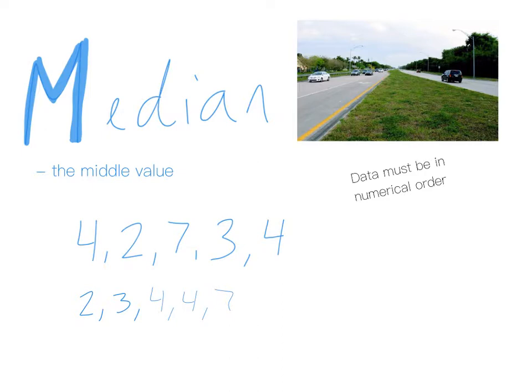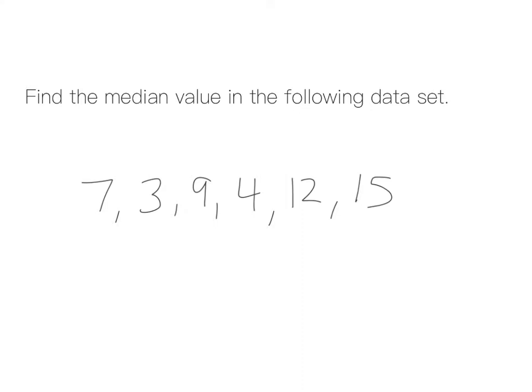So what is the middle piece of data? Well, looks like this 4 right here, right? That looks to be the median. Why? Because there's 2 pieces of data on its right and 2 pieces of data on its left. This 4 is the median. Alright, so now I want you to try this one on your own. Find the median value in that data set. Pause the video, see if you can get it, and then play when you're done.